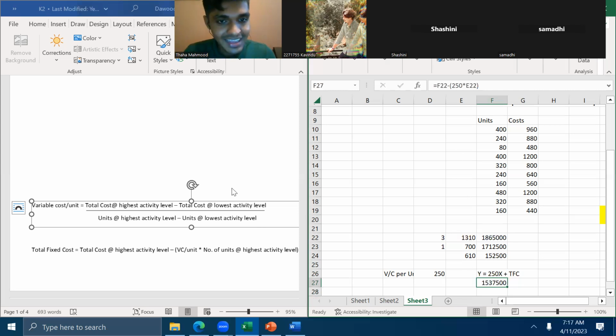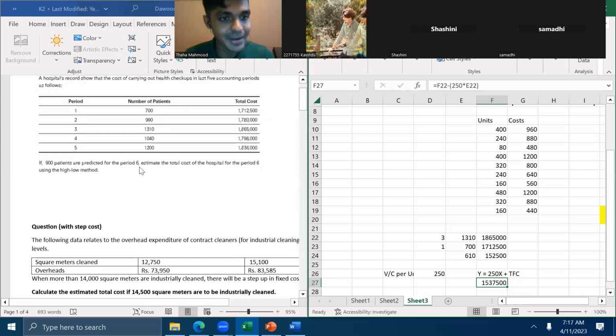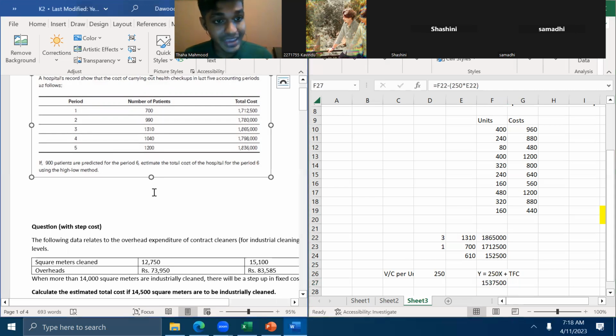Now what does the question ask us? If 900 patients are predicted, you can see how we make decisions. We use cost classification for short-term decision making. They're asking us, if 900 patients are predicted for period 6, to estimate the total cost of the hospital for period 6 using the high-low method.